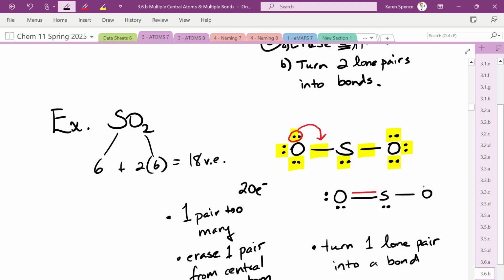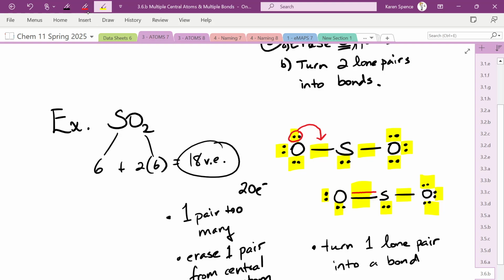And then we still have this guy over here. Oopsie. That looks like this. Okay. And now we can count up all our electrons, see if we now have 18. 2, 4, 6, 8, 10, 12, 14, 16, 18. So that's good. So we have the correct number of electrons.